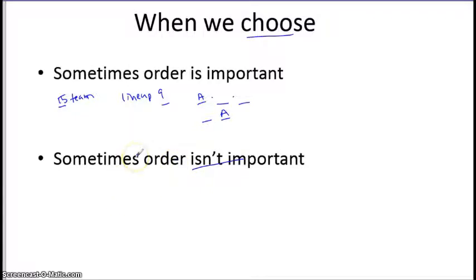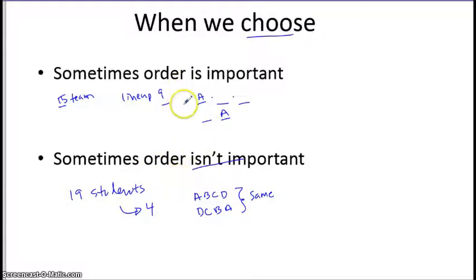For example, when we do pods in class, if we have 19 students in the class and I want to pick 4 of you for a pod, I don't really care what order I pick you in. If I happen to pick students A, B, C, and D in that order, I'll get the same pod if I pick the students in D, C, B, A order. So these are considered the same because it's a grouping of people. This is a situation where order is not important. And you'll see that this is going to be the key distinction between permutations and combinations, this idea of order being important or not being important.